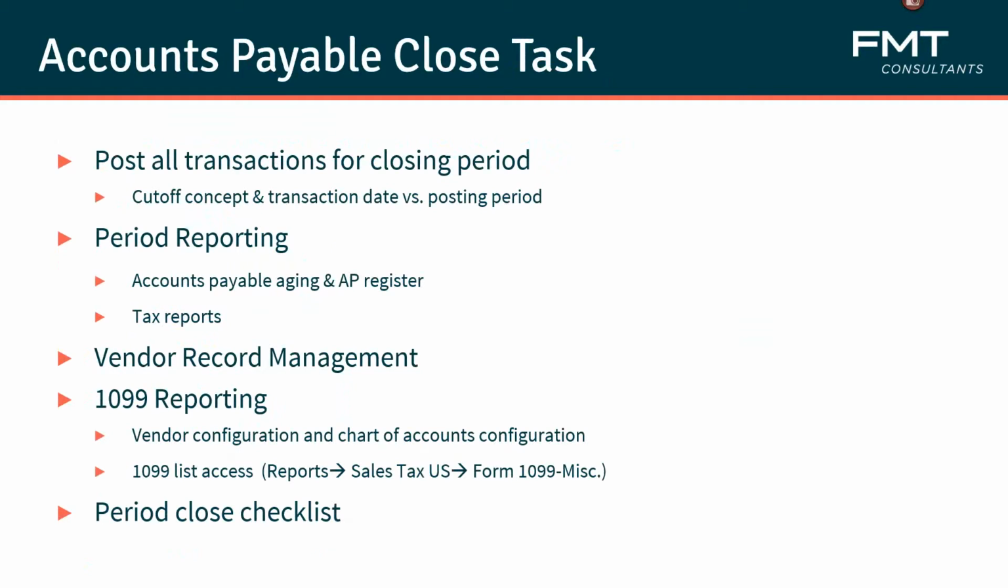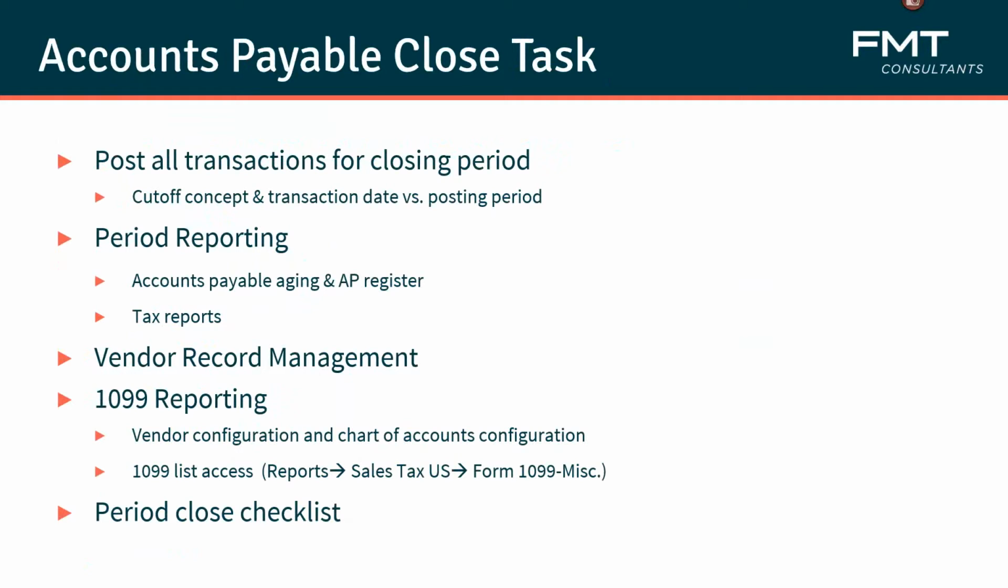The third step is to perform vendor record management. This involves reviewing the activity of the vendors and determining if they should remain active or be marked inactive in NetSuite. It also, again, involves updating the vendor records as necessary, such as removing a contact that is no longer with that vendor.